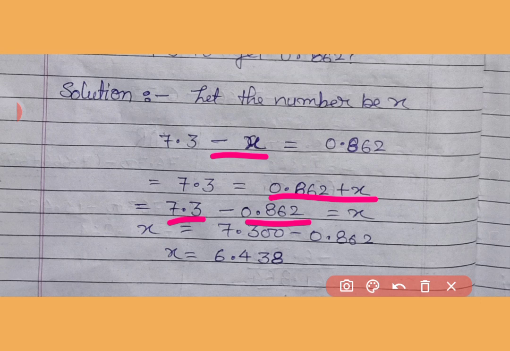So 7.3 should be changed into a decimal, it becomes 7.300 minus 0.862. After the subtraction we are getting the value of x, 6.438. So we can easily say that 7.3 will subtract 6.438 and give the answer 0.862.